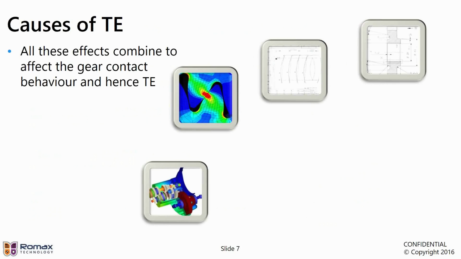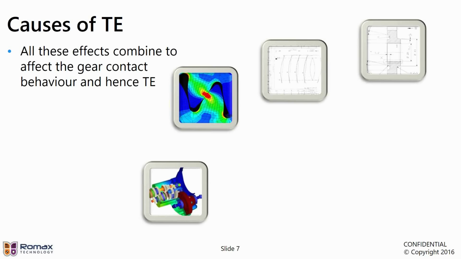In terms of the things that contribute to TE, what are the causes of TE? There are 4 fundamental things that lead to transmission error. The first is basically anything that makes a situation less than ideal. So, for example, in a real transmission, the transmission deflects and deforms under load, and that causes gears to misalign. Gear teeth themselves deform under load, and their contact behavior changes under load. There is variability in the manufacturing of gears, which is unavoidable. Obviously we can reduce it, but we can never avoid it.